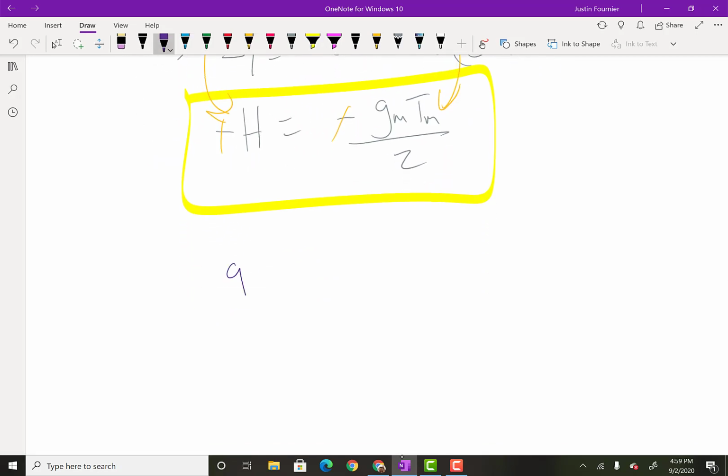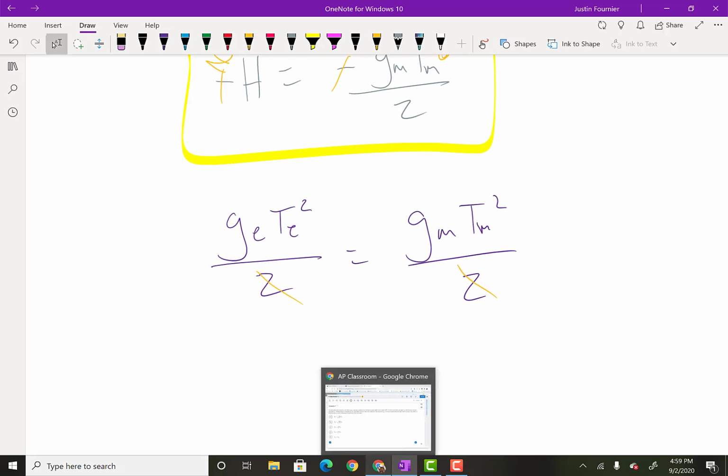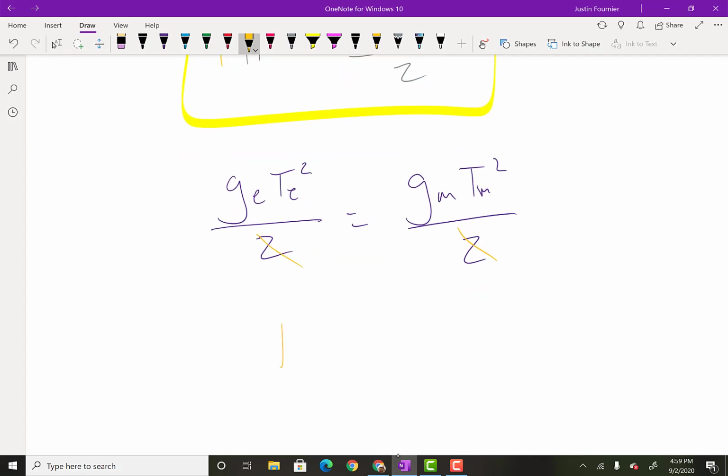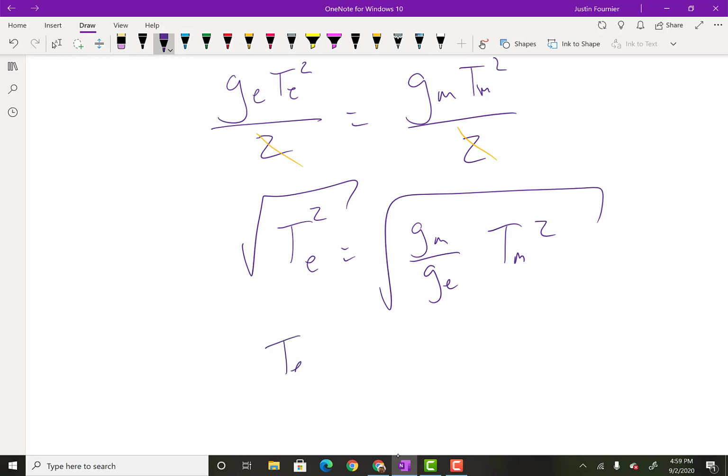So that'd be g of the Earth times t of the Earth squared divided by 2 equals g of the moon times t of the moon squared divided by 2. The 2's cancel out. Who am I isolating? Am I isolating time of the Earth? Yes, I am. So it's going to be t_e squared equals g_m over g_e times t_m squared. Take the square root of both sides, so t_e equals the square root of g_m over g_e, and then outside of that is t_m.